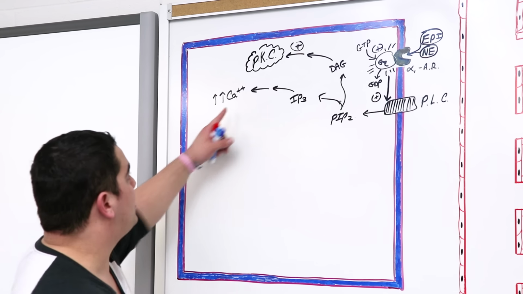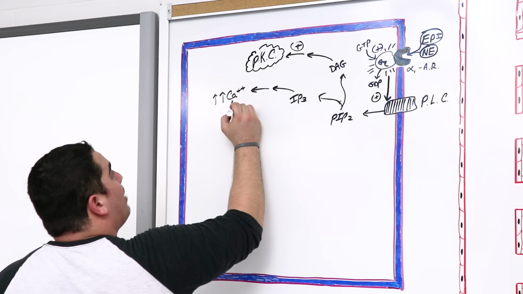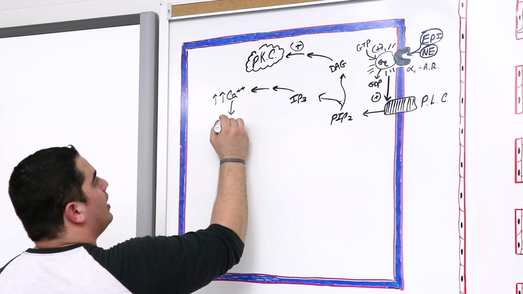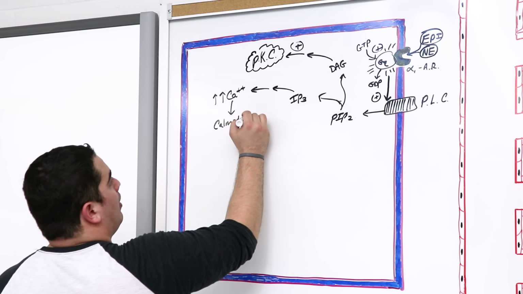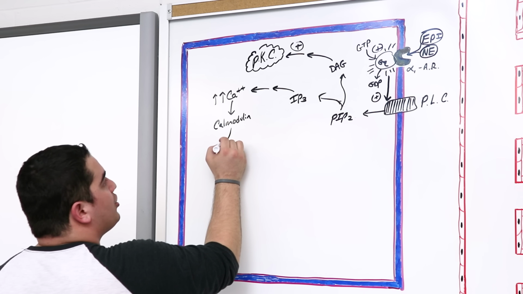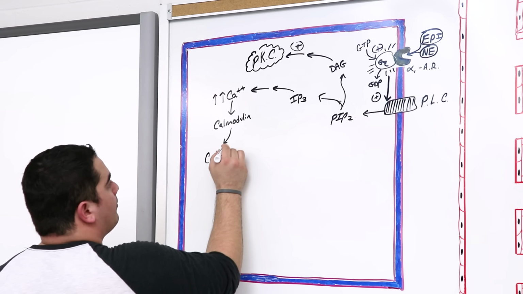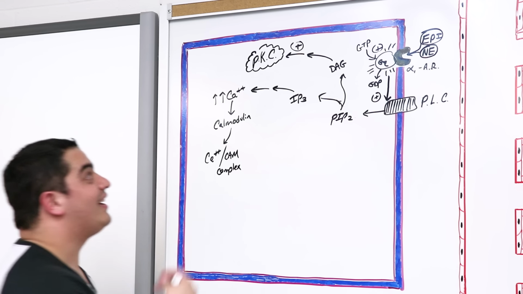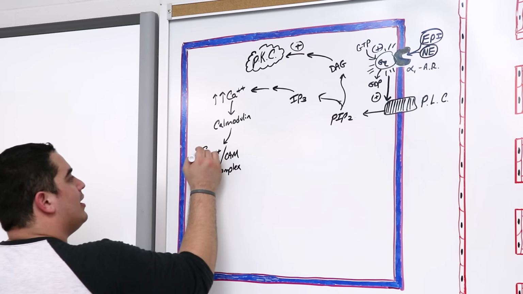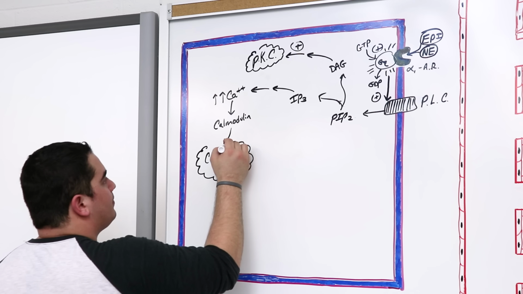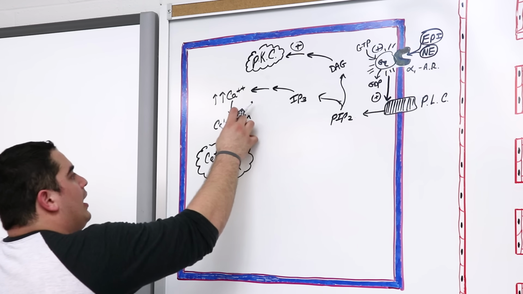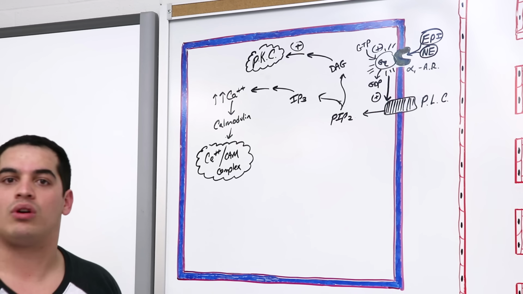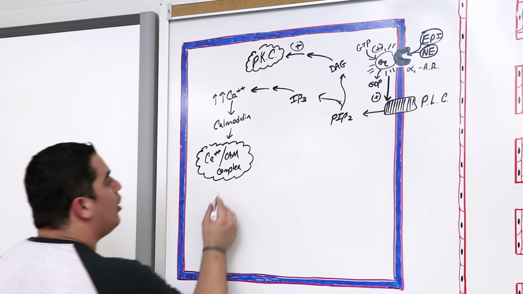Now, calcium will then go and bind on to a special protein that's usually located within these cells, which is called calmodulin. Now, when calcium binds with calmodulin, it forms what's called a calcium-calmodulin complex, or sometimes they even say kinase. Okay? Now, why is this important? Calcium-calmodulin complex and protein kinase C can phosphorylate different types of proteins.